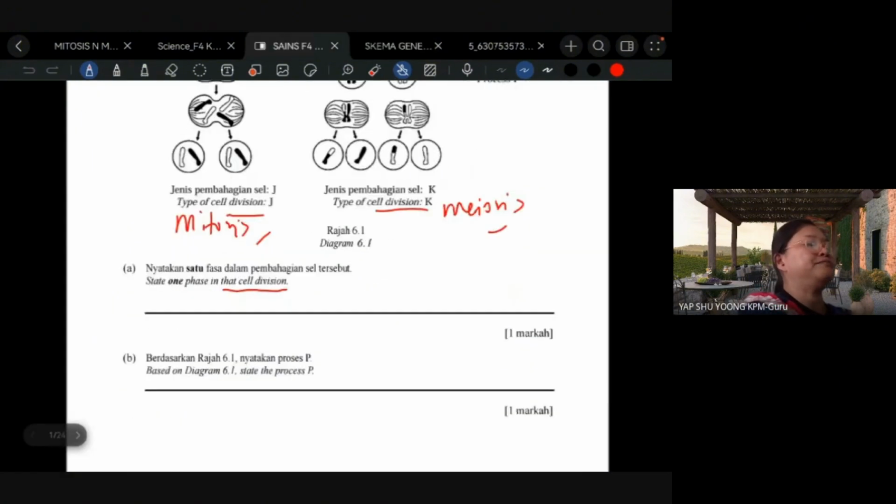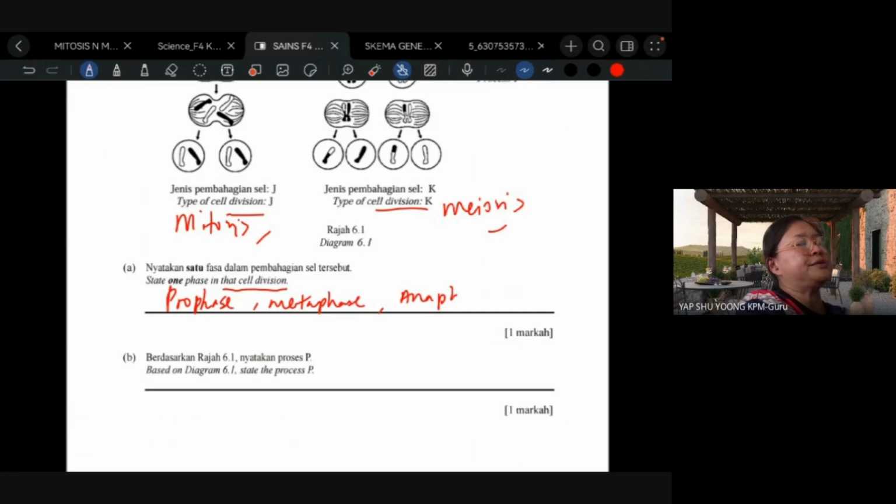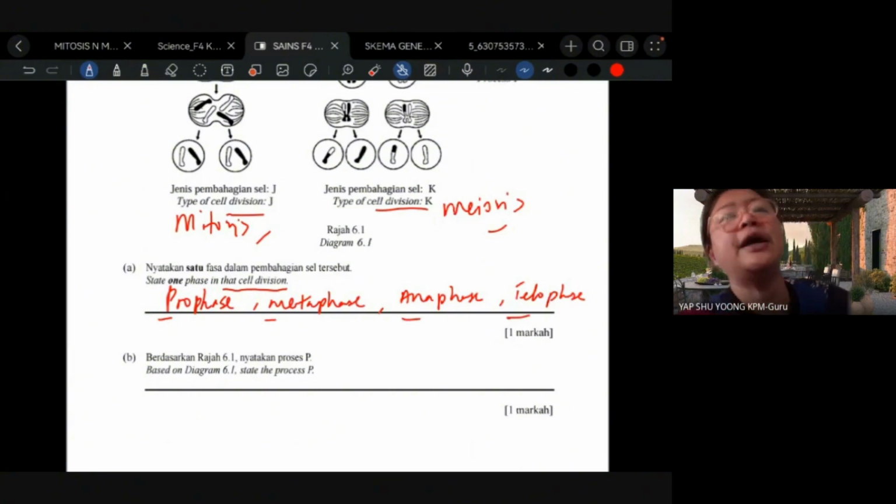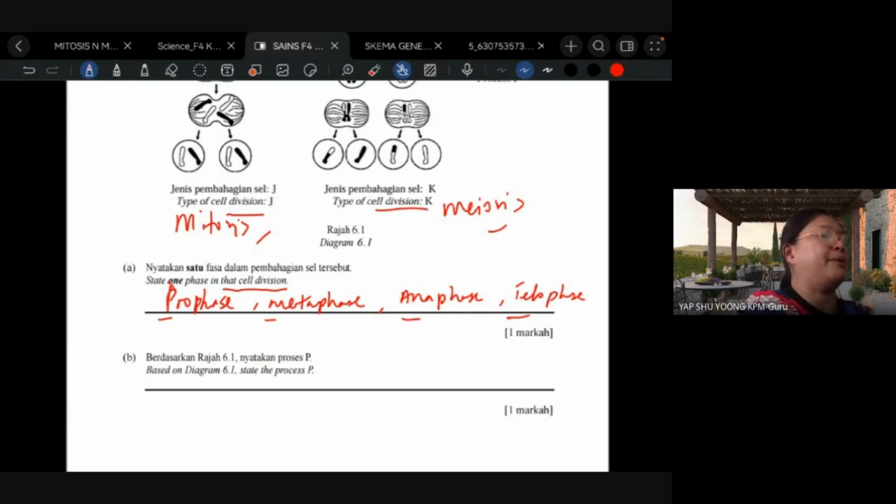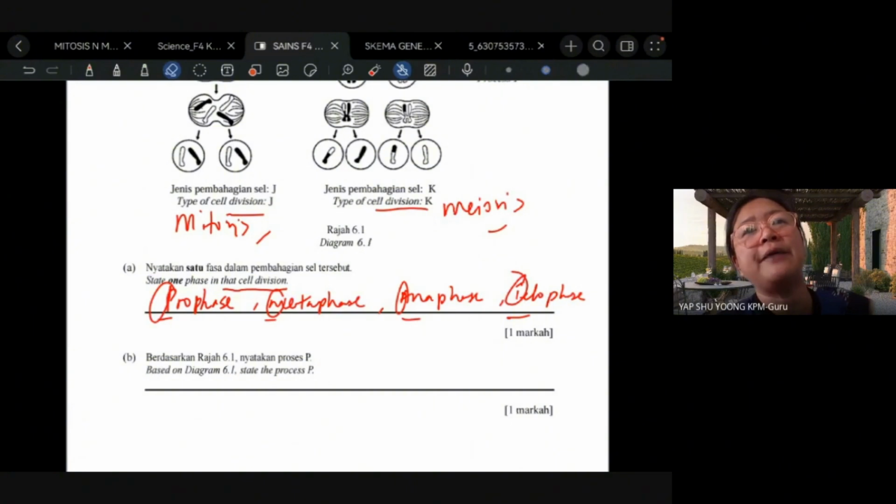Okay, we come back here. It can be prophase, metaphase, anaphase, telophase. Can be many answers. Usually how I memorize this, I put like PMAT, Perdana Menteri Anak Terbaik, so that I can memorize all the phases very easily. Perdana Menteri Anak Terbaik. I can remember the phases very easily.